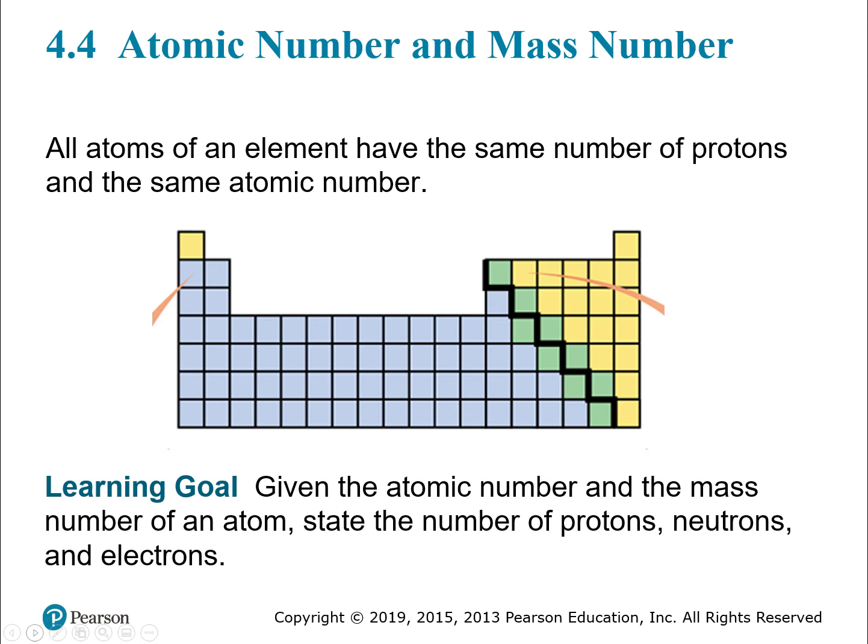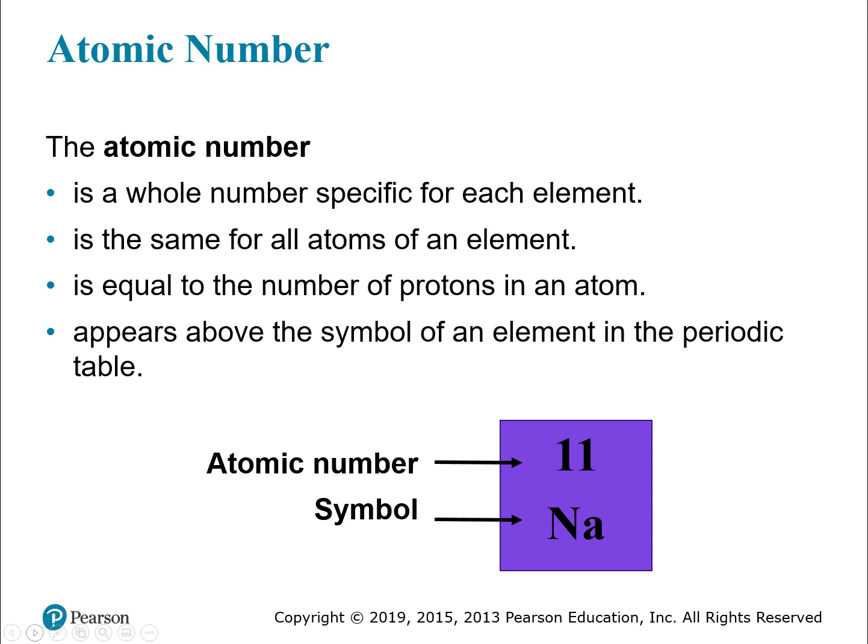Moving right along, now that we have some history under our belt about the structure of the atom and a little bit of how we got there, now we can talk more about the atomic number, the mass number, and some other properties of elements. The atomic number is a whole number, and it is specific for each element. So each element has its own unique atomic number. It's the same for all atoms of a particular element.